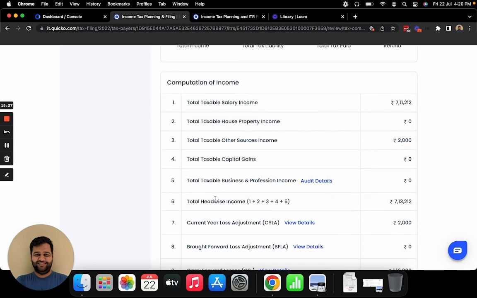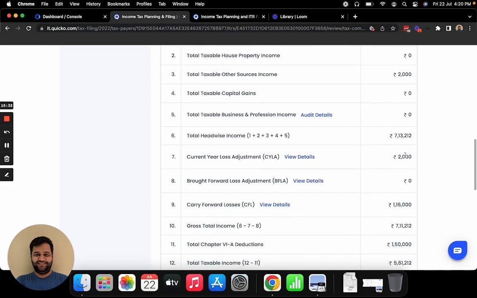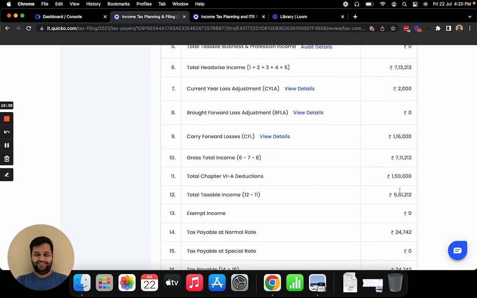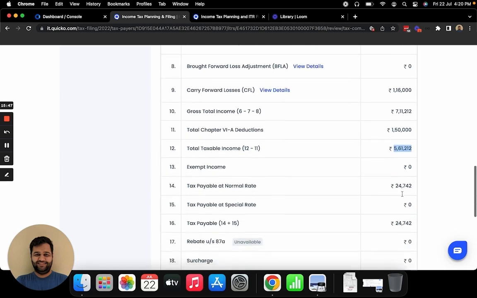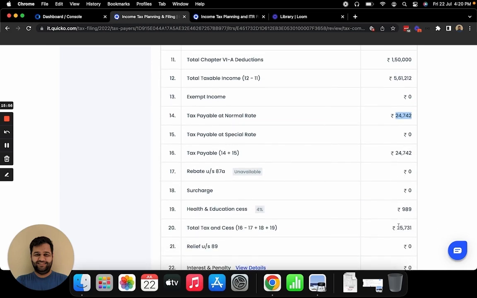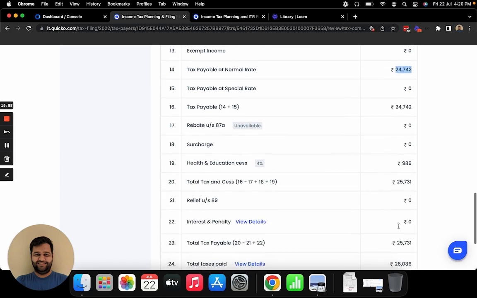So all the taxable incomes, any deductions, any current year losses that got adjusted, and finally it arrives at my gross total income. After chapter 6A deductions it arrives at my total taxable income. So now this is the amount on which your taxes will be calculated. So in my case, there are 24,742 rupees worth of taxes to be paid. However, there was a lot of TDS deducted from my employer. So let's see if that's accounted for.